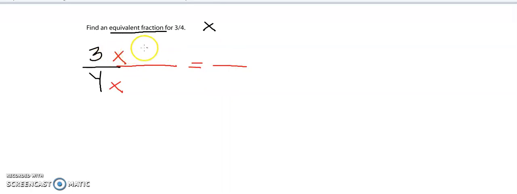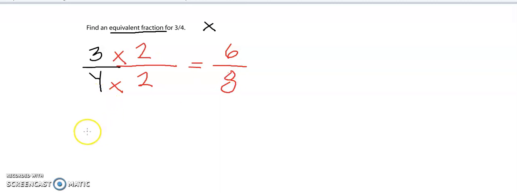So first one that we wanted to try actually is starting with 2. So remember, when we multiply what we do to the top, we must do to the bottom. So we multiply our numerator by 2, our denominator by 2. So 3 times 2 gives me 6. 4 times 2 gives me 8.